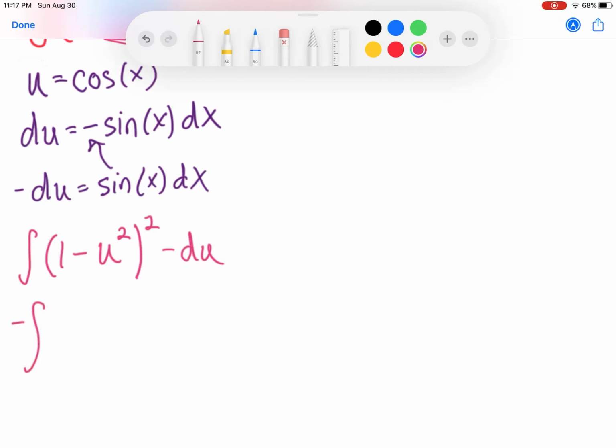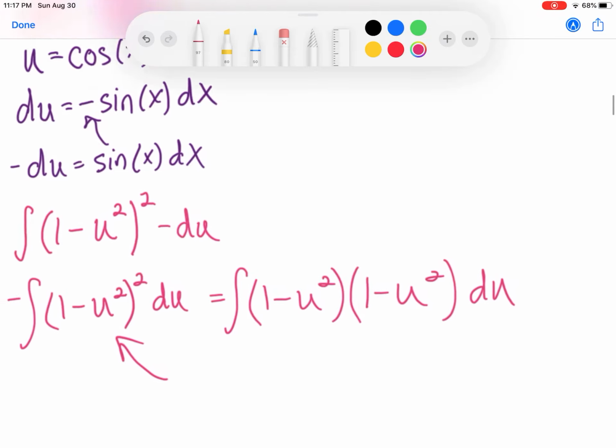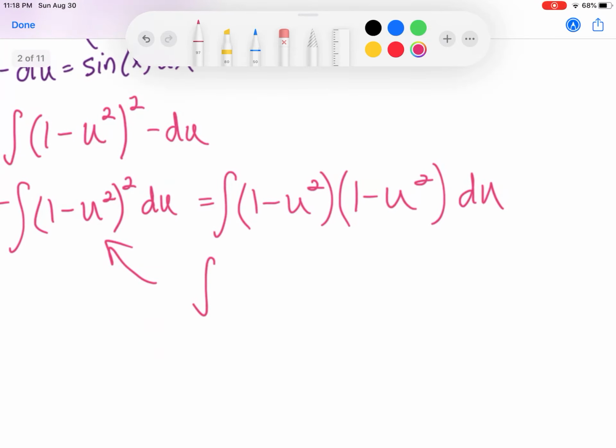So we have negative integral, and then we have 1 minus u squared du. All right. So now I'm going to write sideways here instead of writing down. Let's go ahead and square this out, or multiply it out. I'm just going to expand it. So 1 minus u squared, just so I don't make a mistake here, 1 minus u squared du.